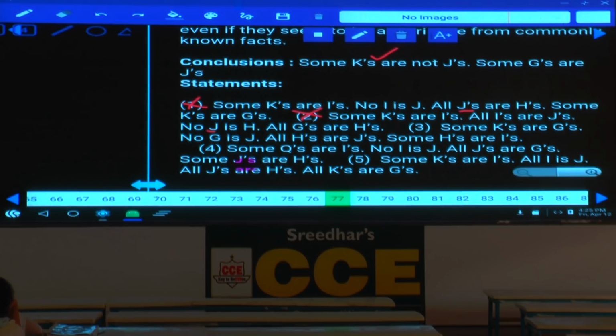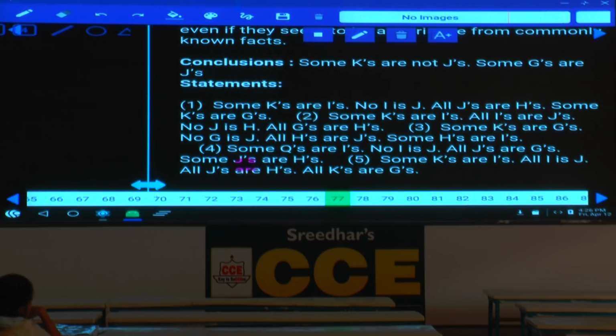Then choice 3. Now in choice 3, no G is J. J will remain as it is. G should go, K should come, and for G and K there is a statement, yes, the first one: some K's are G's. With the help of this one, this is cross and cross, this is tick and cross, the middle term is distributed, and some K's are not J's I can derive. No issue with the first conclusion.